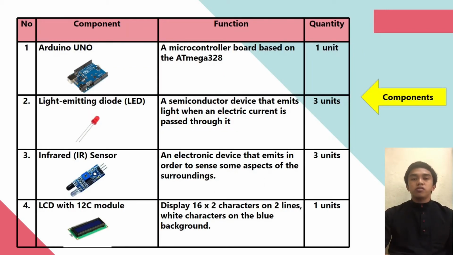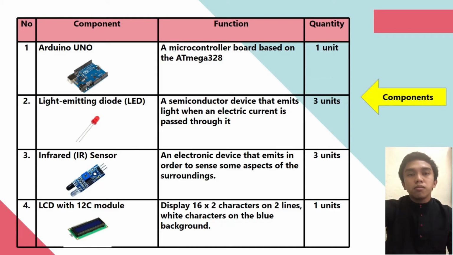Next, I will explain to you about the function of the components. So, the main component that we use in our project is Arduino Uno. It is a microcontroller board based on the ATmega328. Next component is light emitting diode, which is LED. It is a semiconductor device that emits light when an electric current is passed through it.